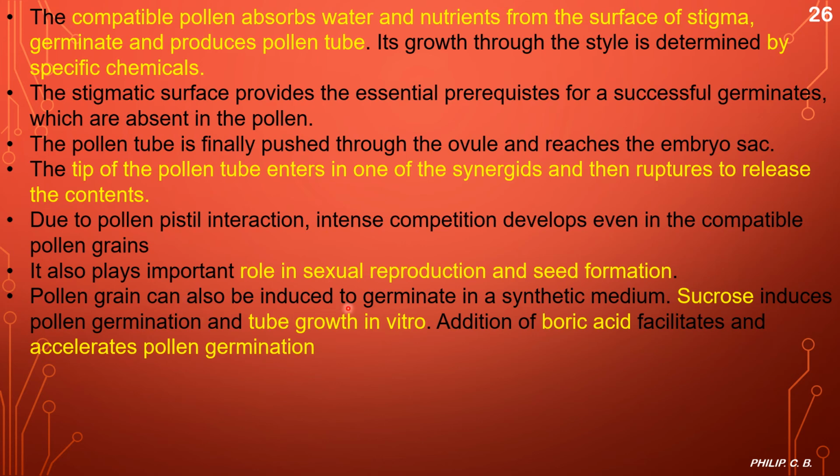Pollen grain can also be induced to germinate in a synthetic medium. Sucrose induces pollen germination and tube growth in vitro. Addition of boric acid facilitates and accelerates pollen germination. So now this pollen pistil interaction can also be carried out synthetically, artificially, by use of sucrose solution for germination and by use of boric acid, which helps to increase the speed of pollen germination.